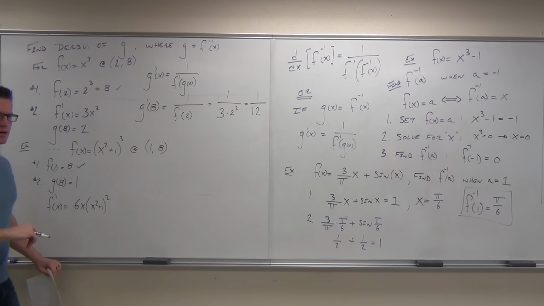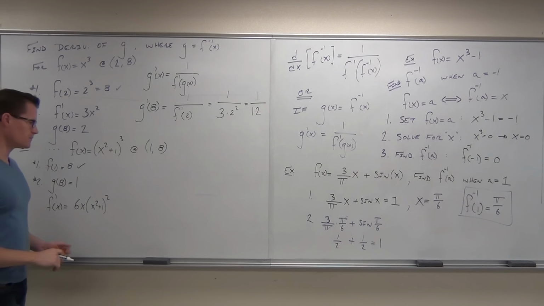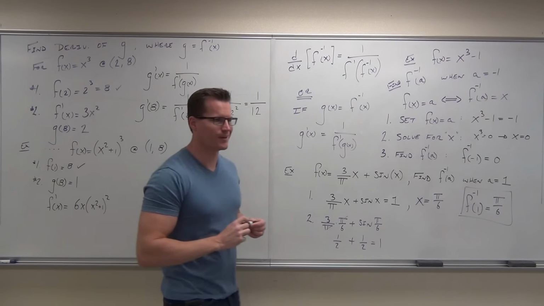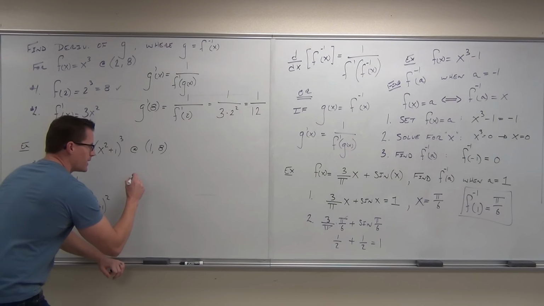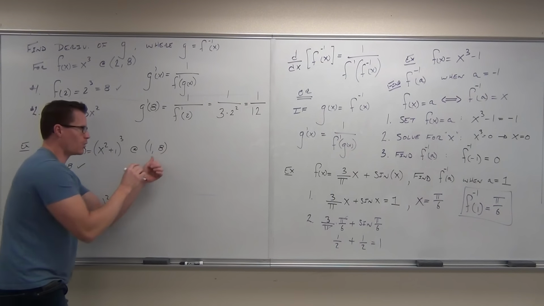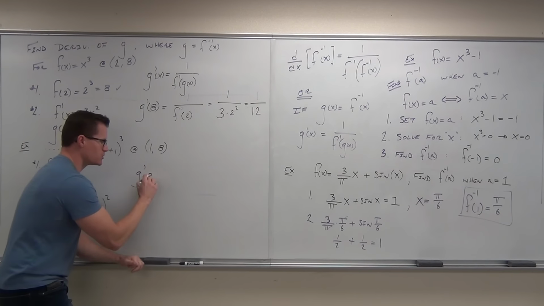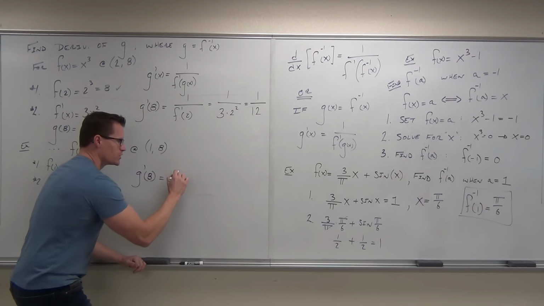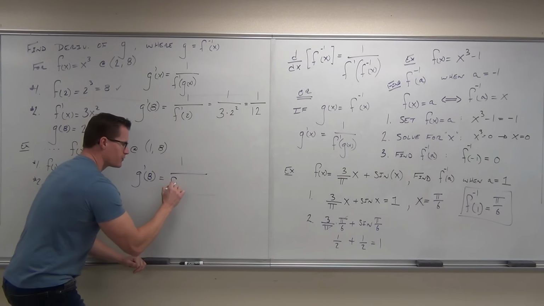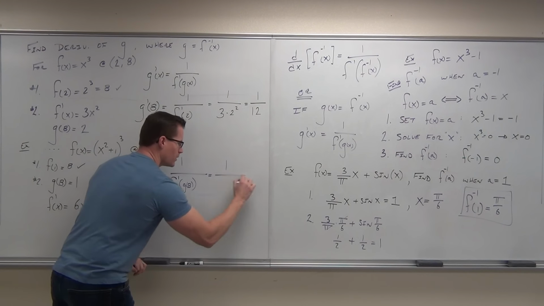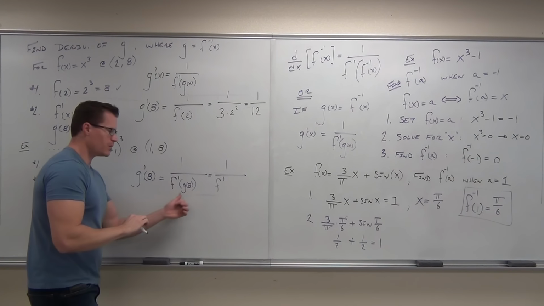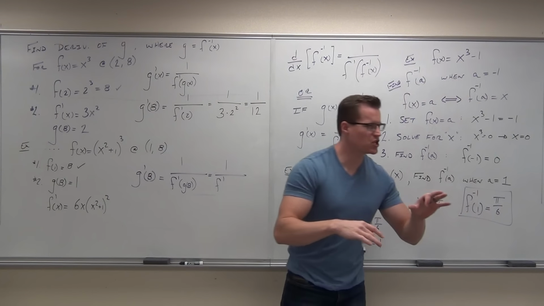Hopefully you got that. Did you get that? Yes. Okay, cool. Hey, you guys are practically done. Now, we're going to use the formula that I gave you. The formula says if you want to find g prime of 8, what we're going to do is put 1 over f prime of g of 8. That's the idea. 1 over f prime.